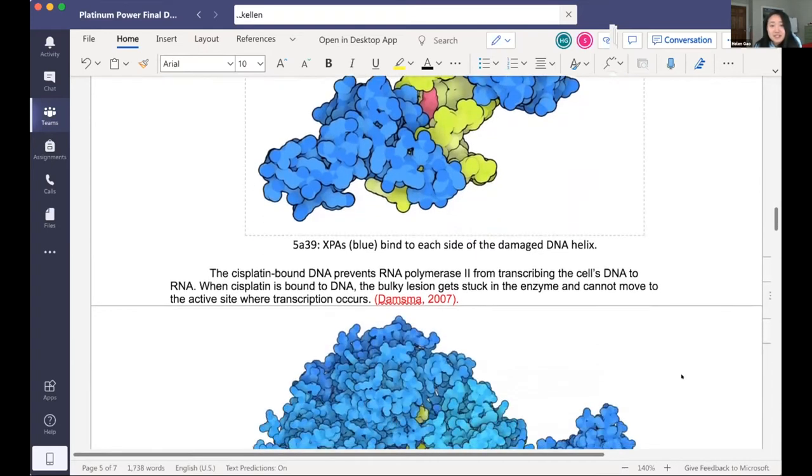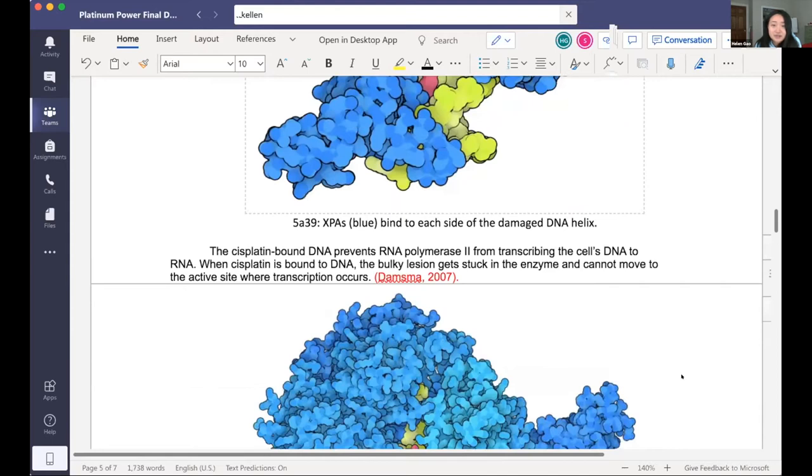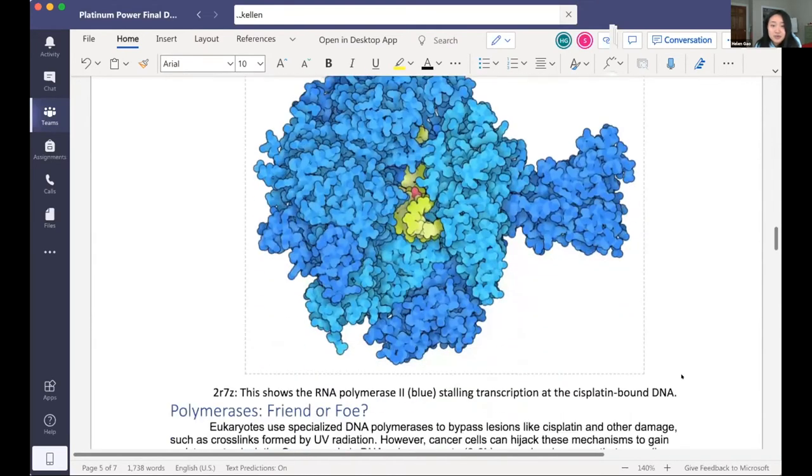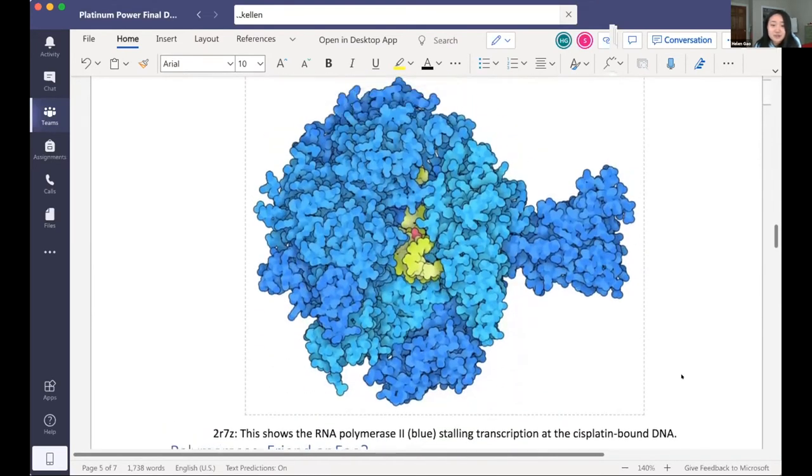The cisplatin-bound DNA also prevents RNA polymerase II from transcribing the cell's DNA to RNA. When cisplatin is bound to DNA, the bulky lesion gets stuck in the enzyme and cannot move to the active site where transcription occurs. So we show here how RNA polymerase II stalls transcription at the cisplatin-bound DNA.